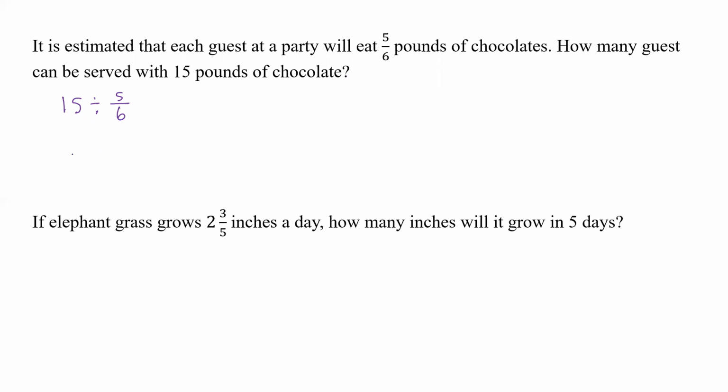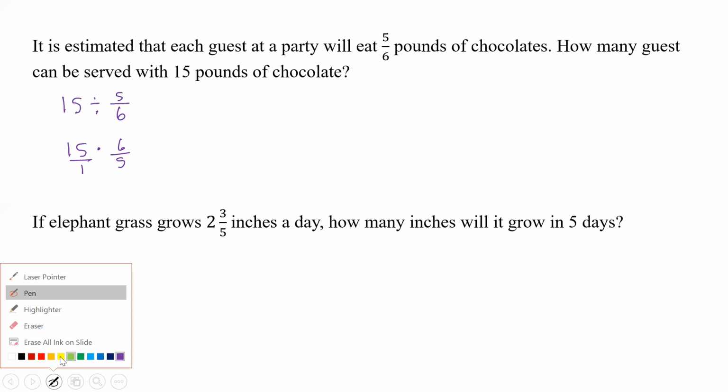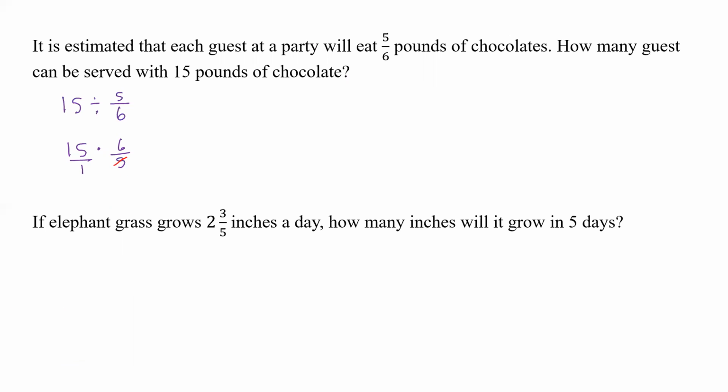Okay, well, if we do this, we're going to have to keep that there, change it to multiply, and flip. So 6 over 5. Now, if we need to, we can put that over 1. That's not a problem. Now, can we reduce? Oh, yeah. 5 will go in here once. 5 will go in here 3 times. Now, what do we have? Well, 3 times 6 is 18. And so there's going to be 18 guests. Okay. Now, if you take 18 times 5/6, we would see that that's going to give us 15 pounds of chocolate that they're going to need to eat.